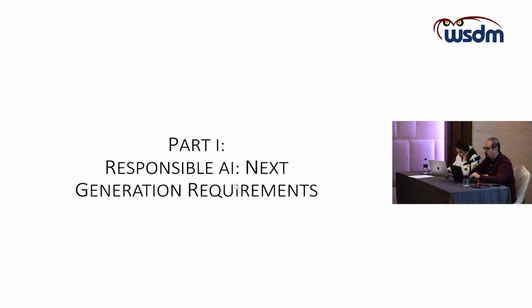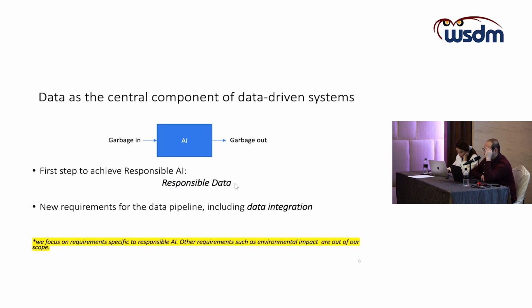So let me begin part 1, the next generation requirements of data. As I mentioned earlier, data is one of the most important components of AI systems, and we all know that garbage in, garbage out, right? If the data that has been provided for AI models is not good enough, you cannot expect good outcomes. Therefore, the first step to achieve responsible AI is responsible data, and it definitely includes data integration.